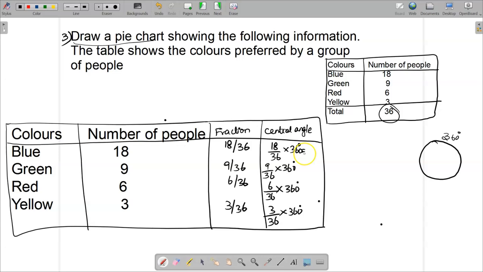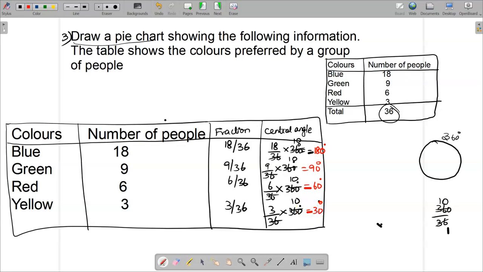Anyway, 360 divided by 36 is what? 36 ones are 36, and there is a 0, so 10. So when you cancel out this term, we will be getting 10. Similarly, for all the terms we are getting 10 degrees. Now the numerator: 18 into 10, which is 180 degrees. Here, 9 into 10 is 90 degrees. 6 into 10 is 60 degrees. 3 into 10 is 30 degrees.